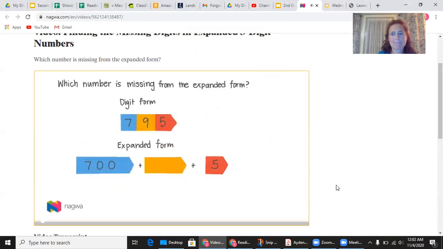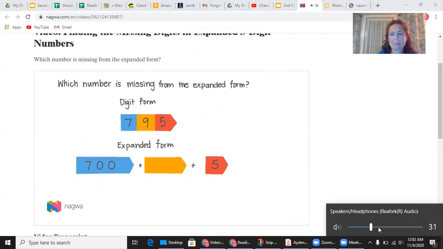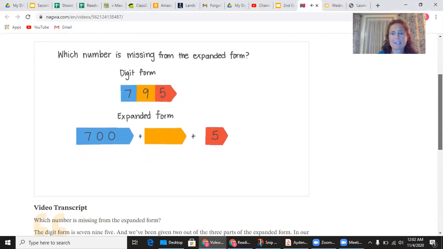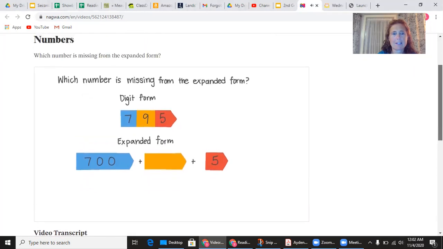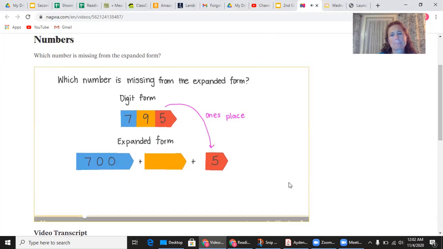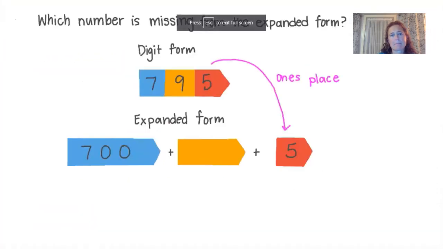Which number is missing from the expanded form? The digit form is 795, and we've been given 2 out of the 3 parts of the expanded form. In our place value system, the digit all the way to the right, here shown in red, represents the ones place. 5 ones is written as 5.